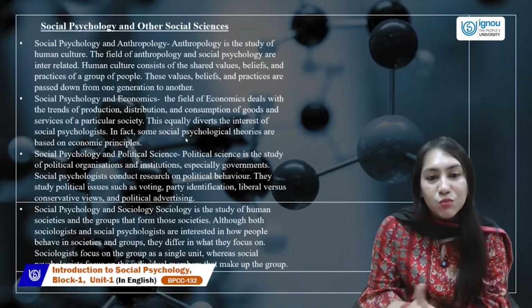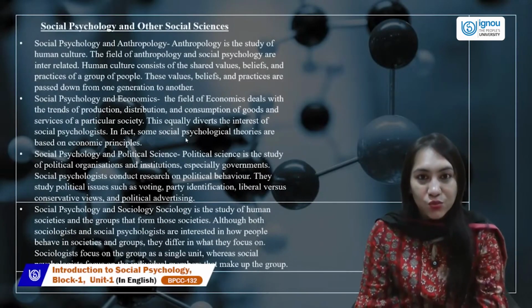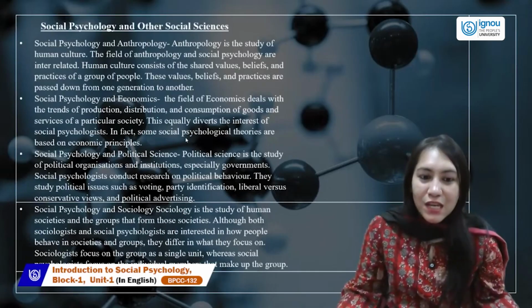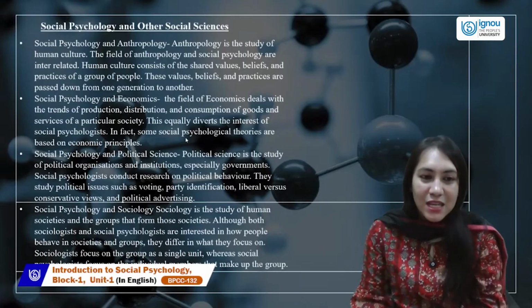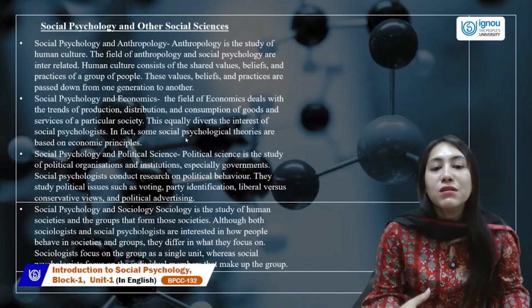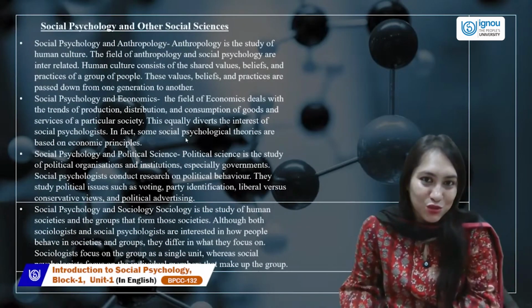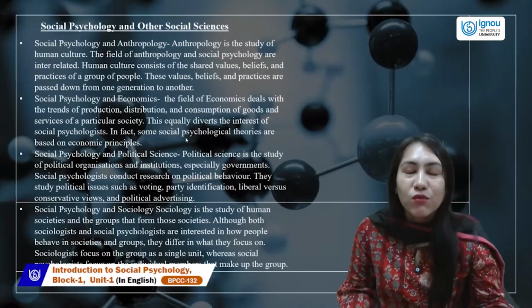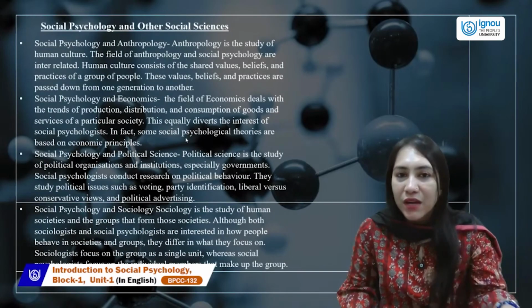Now, social psychology and political science. We all know political science is the study of political organization, which is a huge part of our country. We are governed by governments and political parties. So social psychologists talk about understanding political behaviors, like who do you vote for, how do you vote, and why do you vote. And in some cities, why voting behavior doesn't matter.